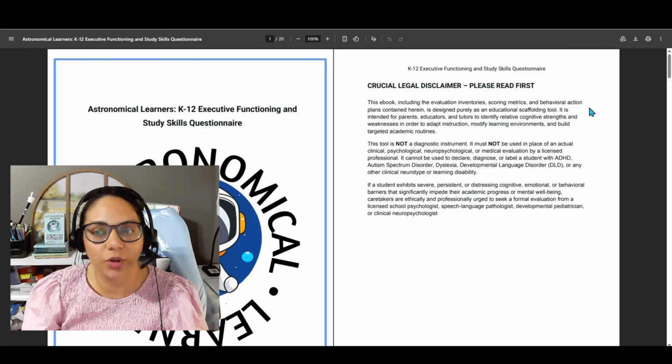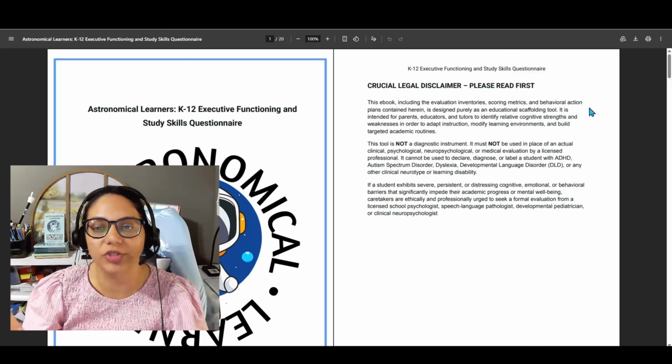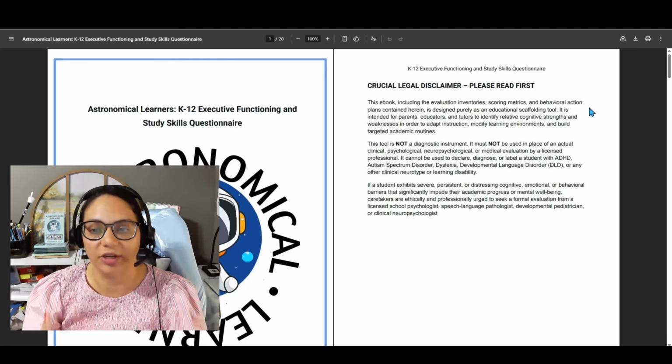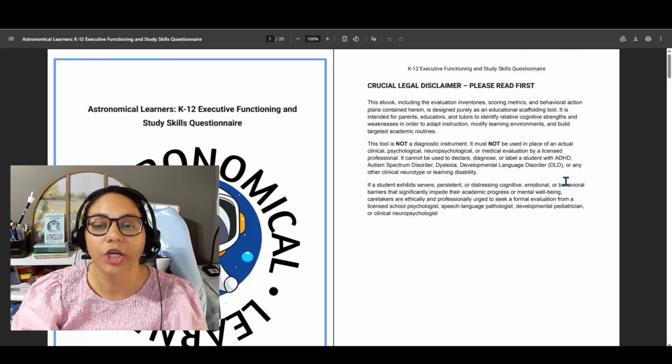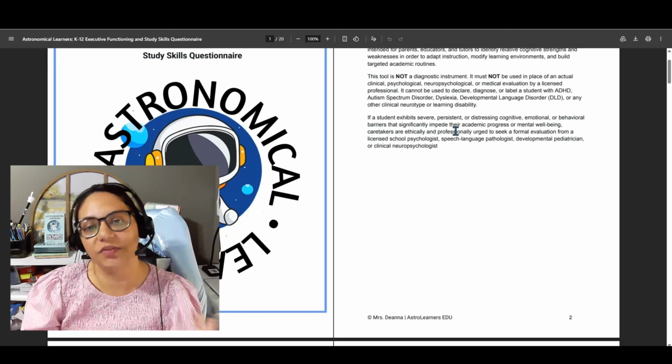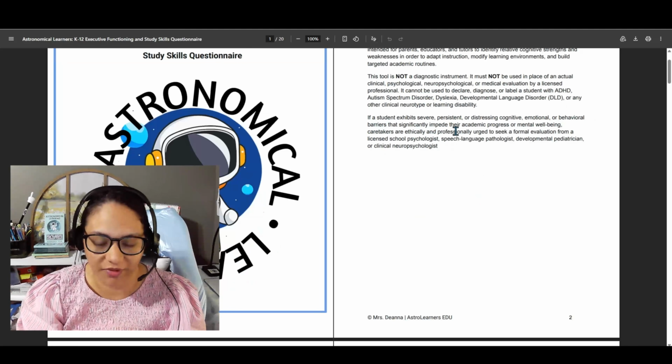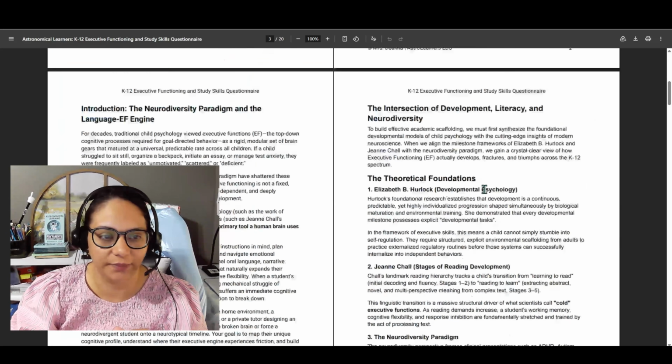So is this a diagnostic instrument? No. Is this going to be used in place of an actual clinical, psychological, neuropsychological, or medical evaluation by a licensed professional? No. All right. So if your student is exhibiting any severe distress, please go to a professional. Do not use this in place of that.